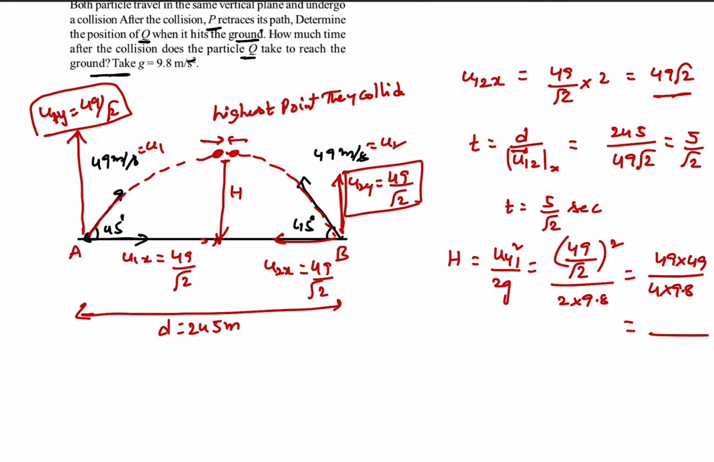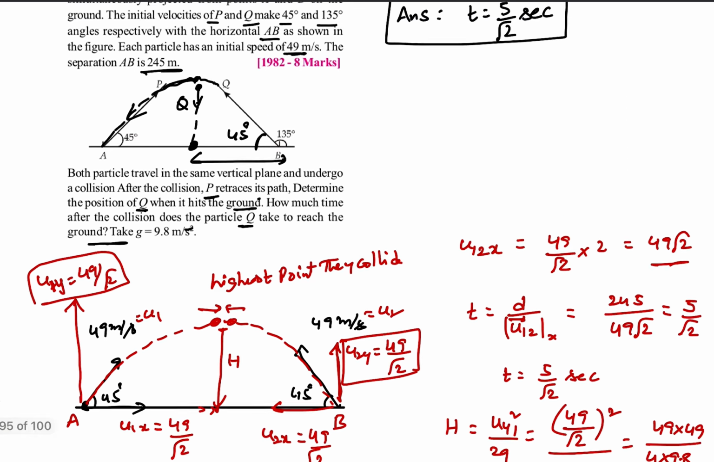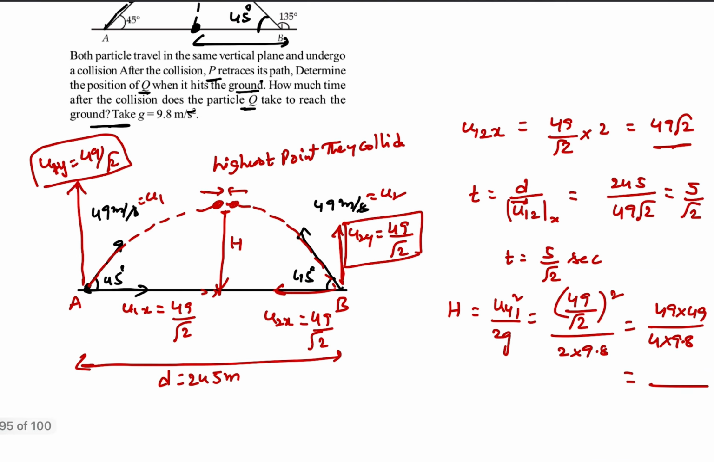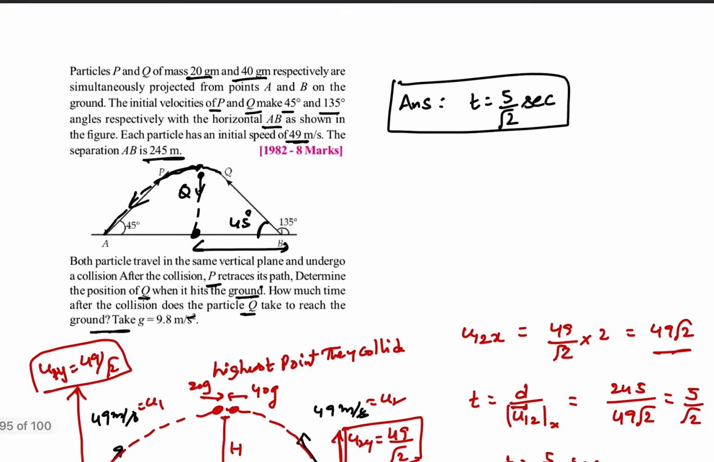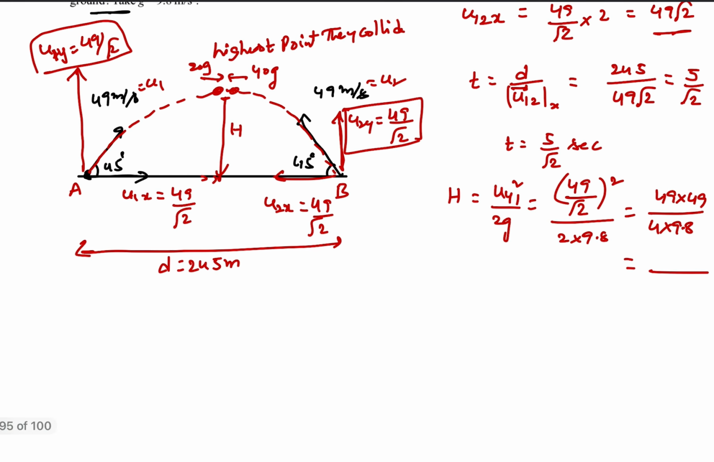Okay, and the time taken when it will fall, first of all you have to calculate what velocity it is coming down with. One particle is 20 grams, other one is 40 grams. Conservation of linear momentum at highest point I'm writing. At highest point it will have u1x only, and this will have u2x only.